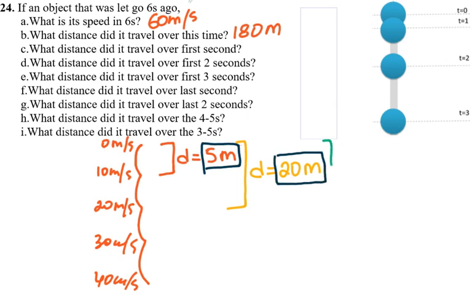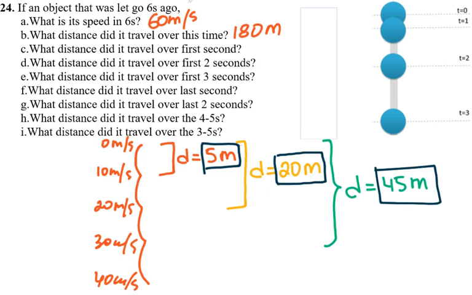What distance did the object travel over the first 3 seconds? So the average velocity is 15 times 3 gives me 45 meters. And so on. So here they ask you, what distance did the object travel over the first second? So the answer is 5 meters. What distance did the object travel over the first 2 seconds? That was 20 meters. And that's the only one where it matches. What distance did it travel over 3 seconds? So that's going to be 45 meters.